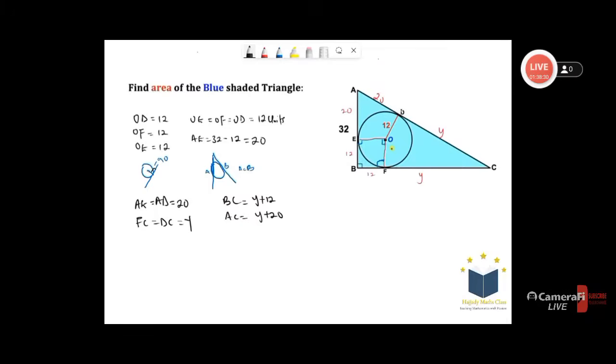And I believe with this, a new triangle can be formed. So forming a new triangle, a right angle triangle, we have A, B, and C. Assigning values, we have 20 plus Y as my A to C, my A to B is known as 32, and my B to C is 12 plus Y.